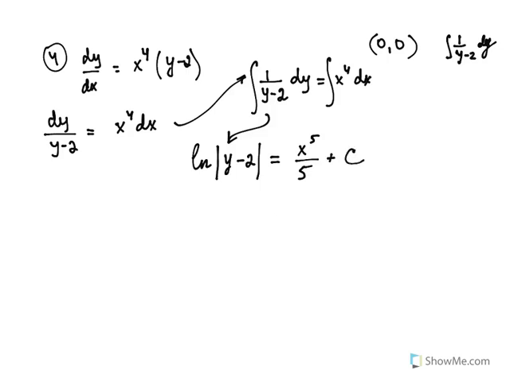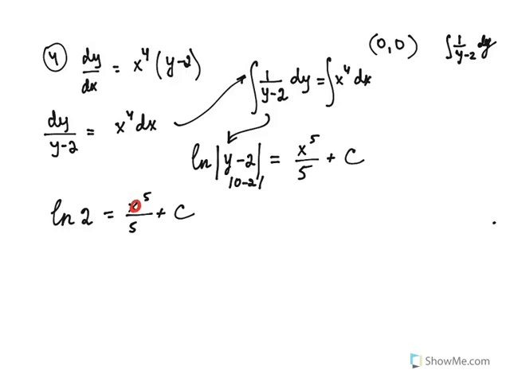Now, we need to use the initial value of (0, 0) to find the value of c. All right, so we're going to do ln of 0 minus 2. See, that's exactly what I meant. So that would be negative 2, but the ln of negative 2 doesn't exist. It's undefined. But the absolute value of negative 2 is 2. So I'm going to put ln of 2 equals x to the 5th over 5 plus c, but x is also 0, so let me just plug in 0.